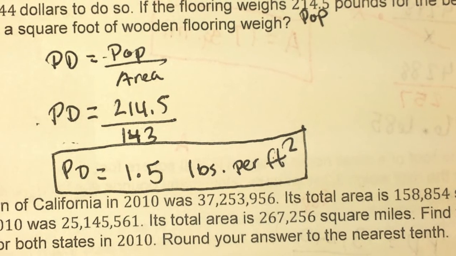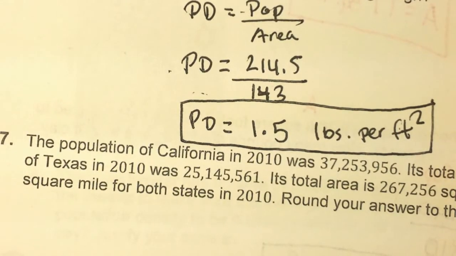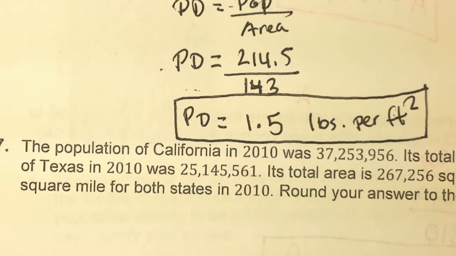Number 7, y'all can do on your own, but I'm gonna make sure y'all get it right. It says the population of California in 2010 was 37,253,956. Its total area is 158,854 square miles. The population of Texas in that same time period was 25,145,561. Its total area was 256 square miles. Find the number of people per square mile in both states in 2010. Round your answer to the nearest tenth.